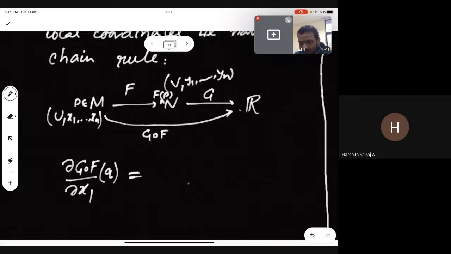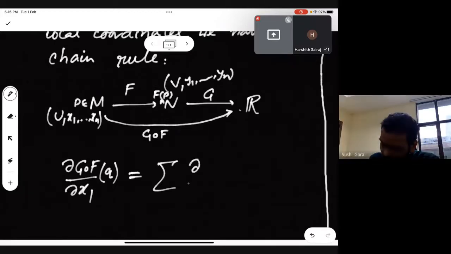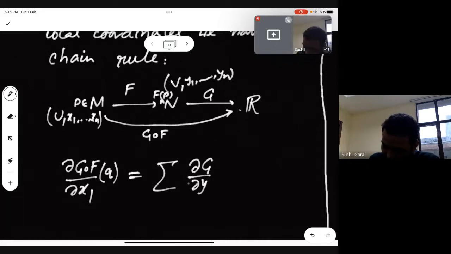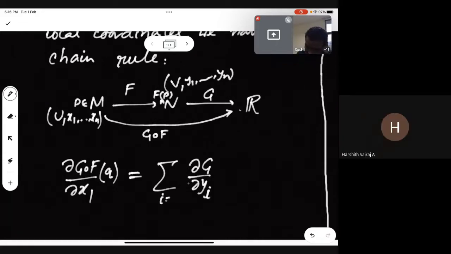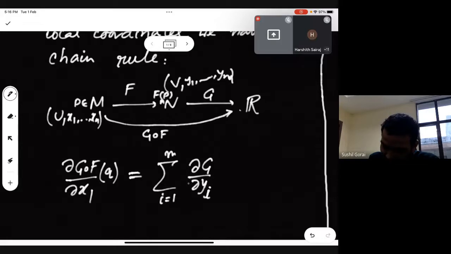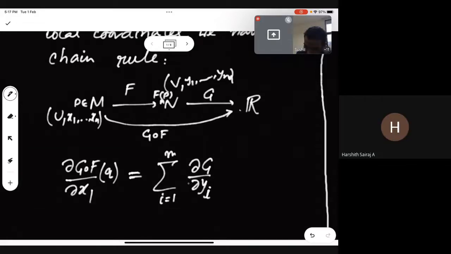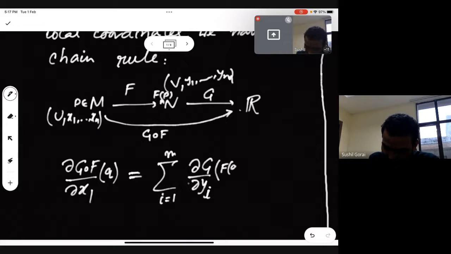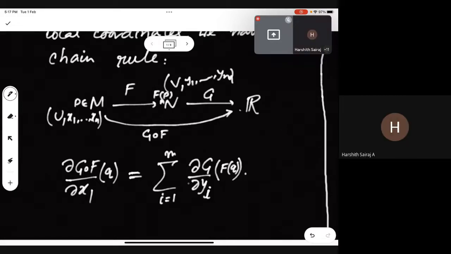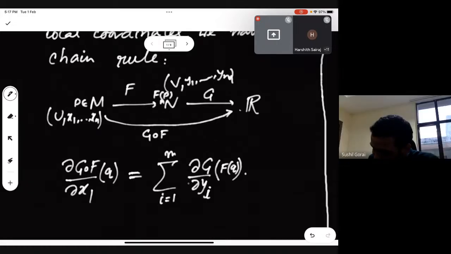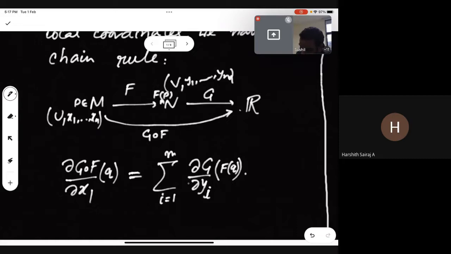Summation over i, del G applied on F over del yi, evaluated at F of Q. And then del F of Q by del x1.